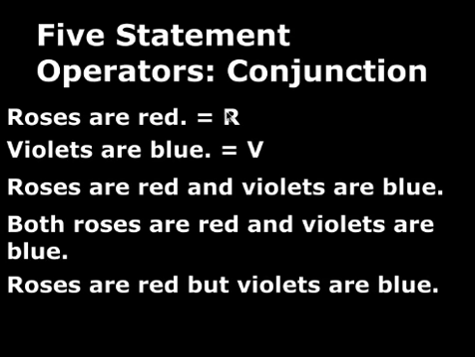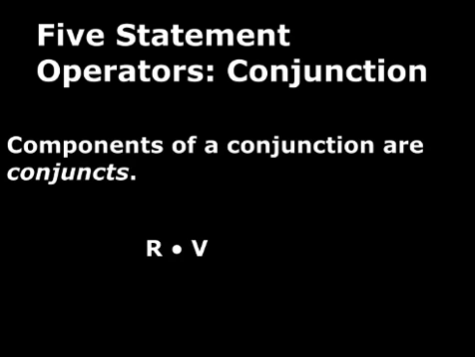Okay, if we assign the letters R and V to these atomic statements, then we could translate all of these as R dot V. So dot is going to be our symbol for conjunction. Now, it's often going to be convenient for us to have names for components in a statement. So when we have a conjunction, we can refer to the components as conjuncts.